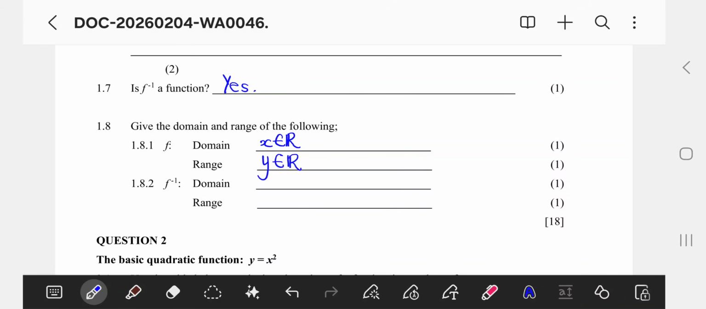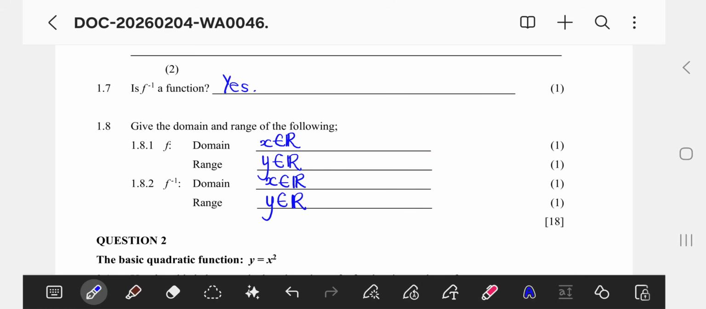And the domain of the inverse, all x values are covered, all y values are covered. So it would be the same. Domain would be x is an element of real numbers, y is an element of real numbers. As long as it is a straight line, this would be your range and domain.